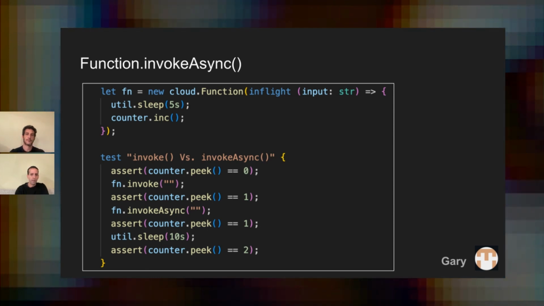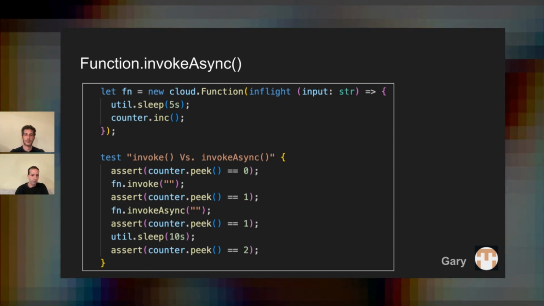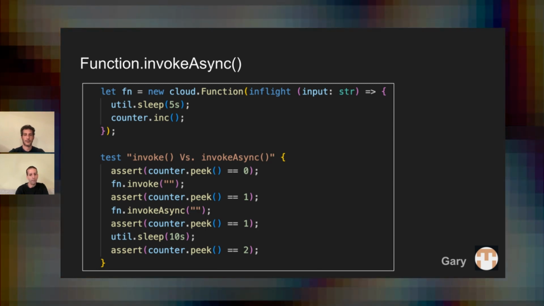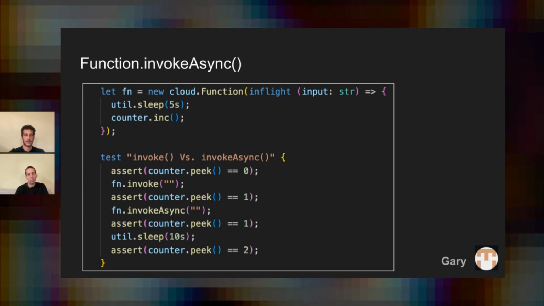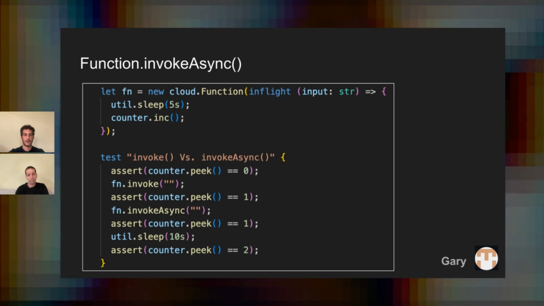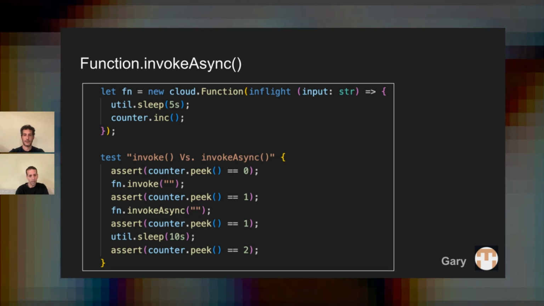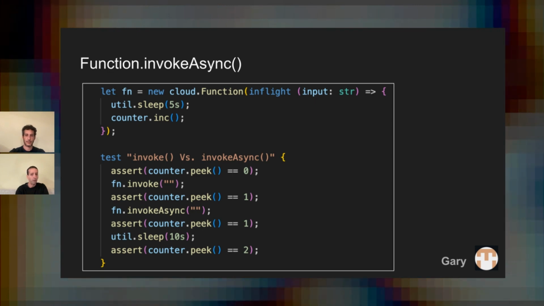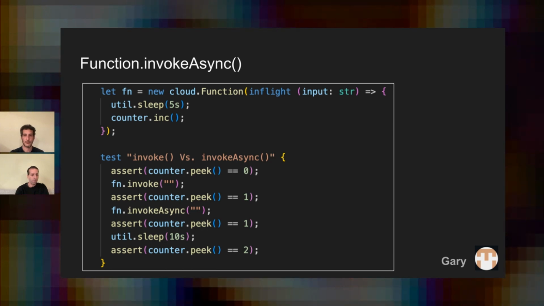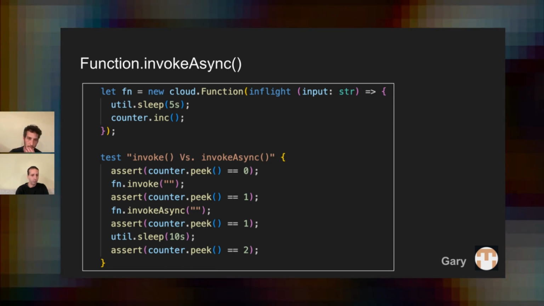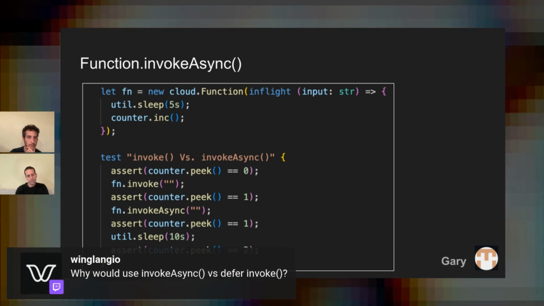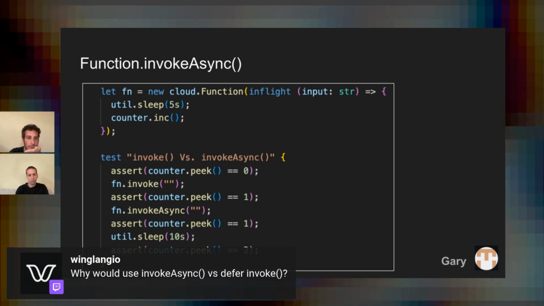So let's take a look at the test. First, the counter is at value 0. Then we invoke. Since invoke has to wait before it returns, we see that the counter has already incremented to 1. But if we use invoke async, which is what Gary added, then it returns immediately, and the counter remains at value 1. Only if we sleep longer does the function do what it's supposed to do and increment the counter by 1. So that's useful for some other issues.